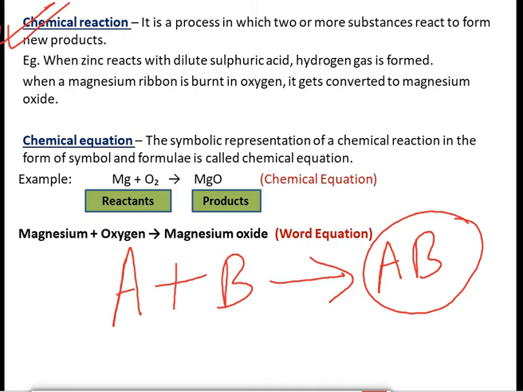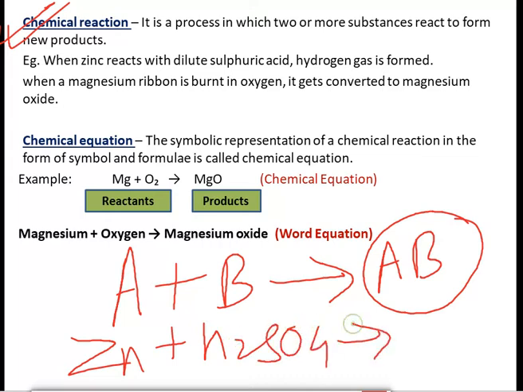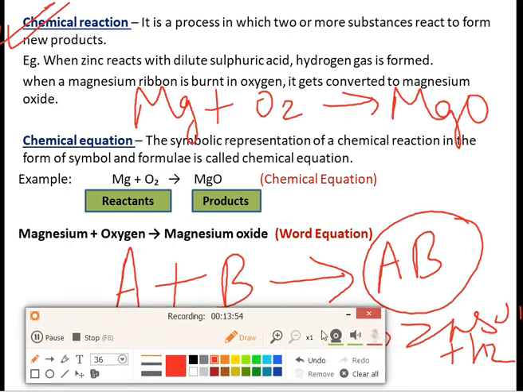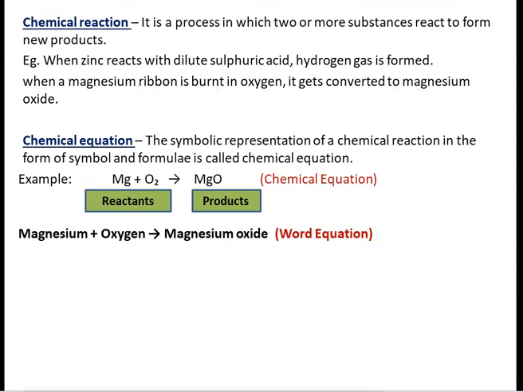So whenever substances combine together and we get a new product, that is called a chemical reaction. For example, the reaction of zinc with sulfuric acid, as we have read in activity number 1.3. In this we are getting ZnSO4 plus H2, a new substance, zinc sulfate and hydrogen. Also we have read that magnesium burns in the presence of oxygen to give us magnesium oxide, MgO. So this is also a chemical reaction. Next, what is a chemical equation? I hope you all have understood what is a chemical reaction.